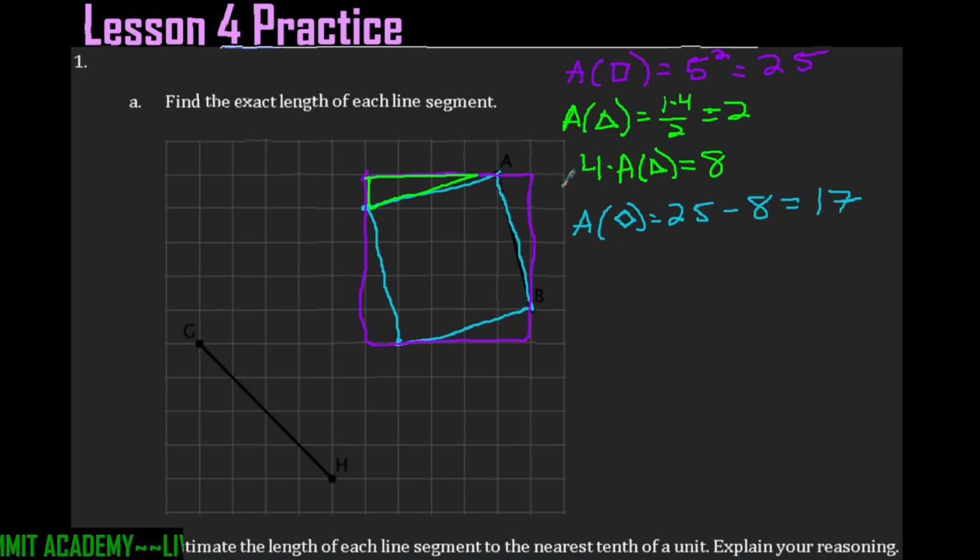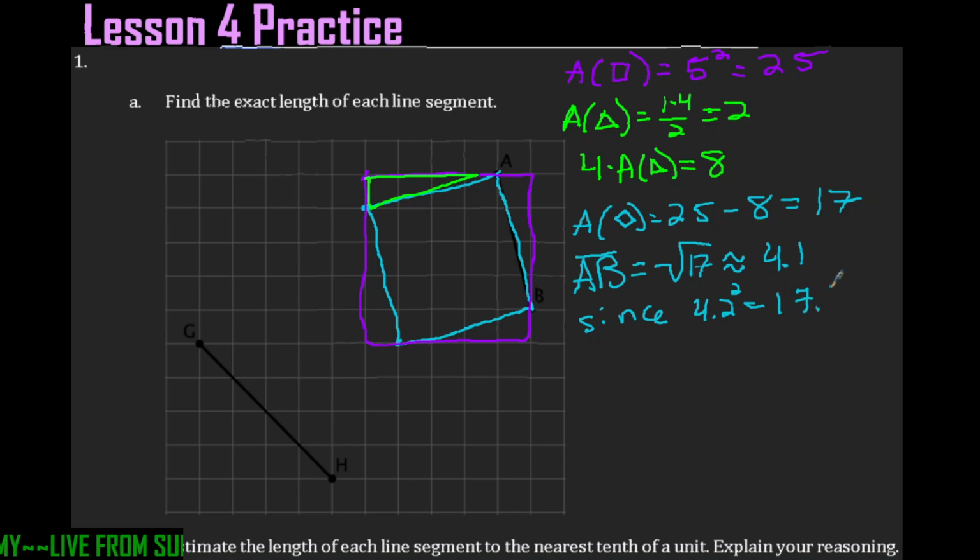We're trying to find the side length, so that side length is the square root. Segment AB is equal to the square root of 17, which is approximately 4.1, since 4.2 squared is 17.64, which is too much. So we're a little bit too far. We want to be as close as possible to it, so this would totally work.